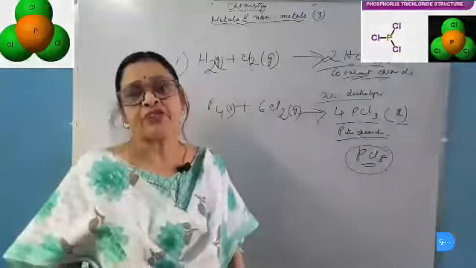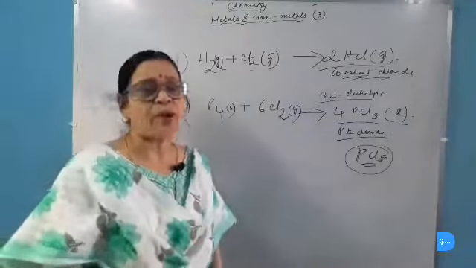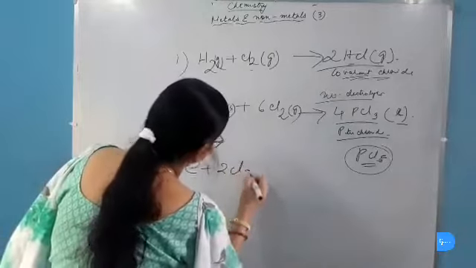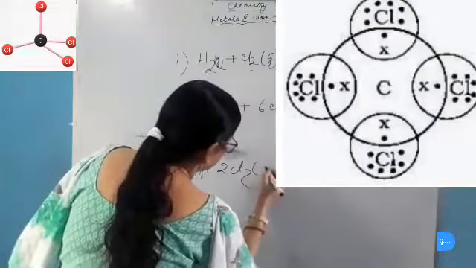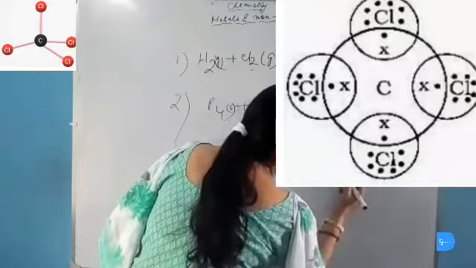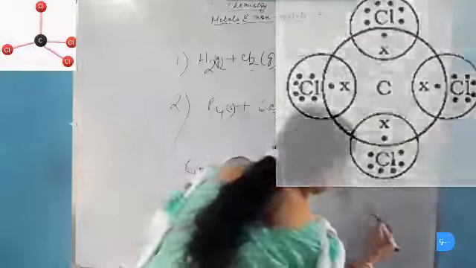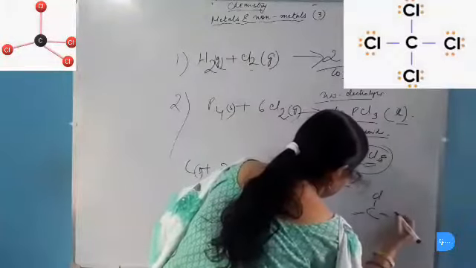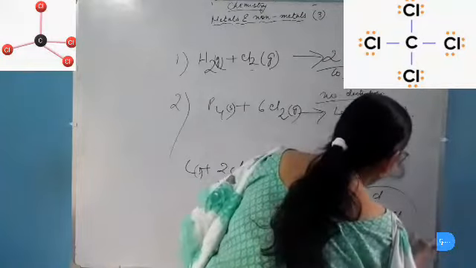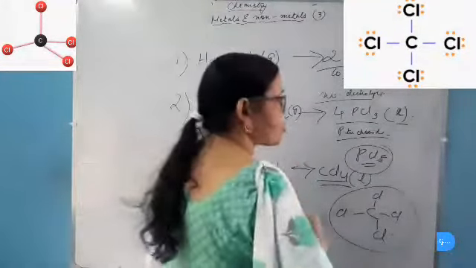When carbon reacts with chlorine, it gives carbon tetrachloride. It is also a covalent compound. It is formed by sharing of electrons and not by transfer of electrons. So no ions are present in carbon tetrachloride and hence it is also non-electrolyte.